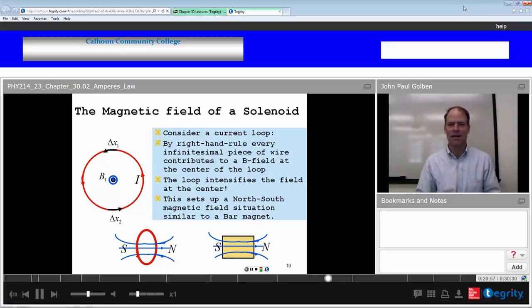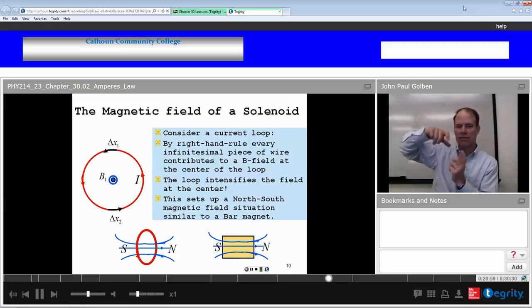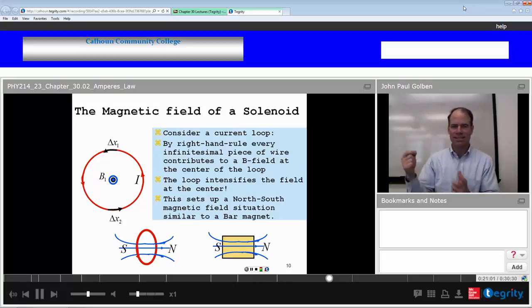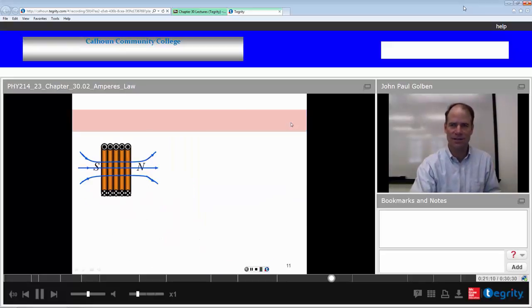How about that? And if I were to add loop after loop after loop of current loops, I can intensify that little magnet and make it stronger and stronger proportionally. That's the idea behind a solenoid.